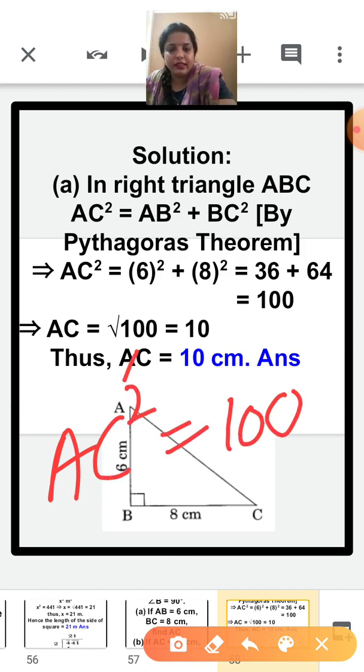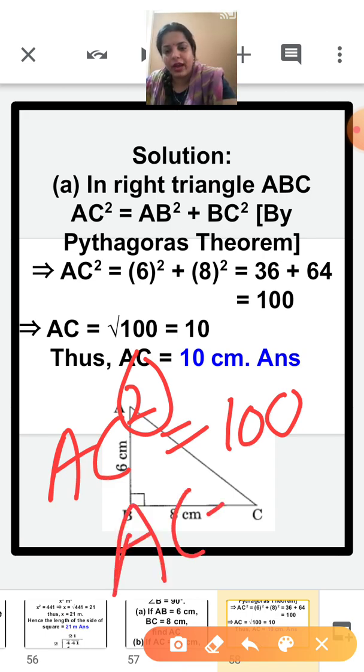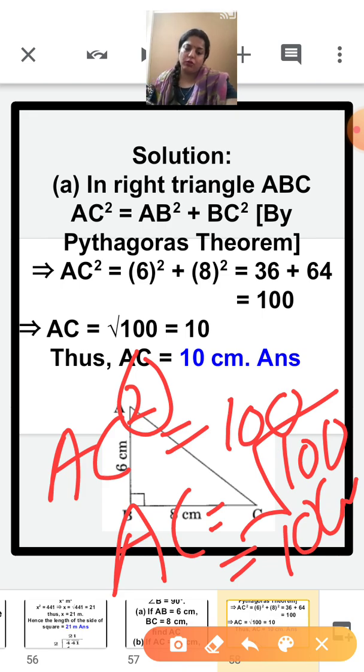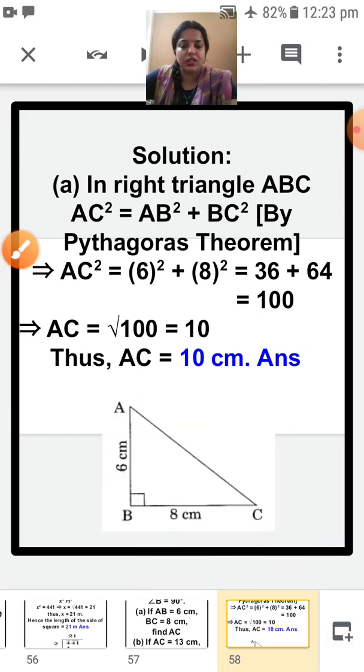Now this is in the square. When it moves to the right side, it converts into square root. So when we find the square root of 100, when you multiply 10 into 10 you get 100, so 10 centimeter will be your answer. In this way you can find out the solution. I hope you are getting my point, children.